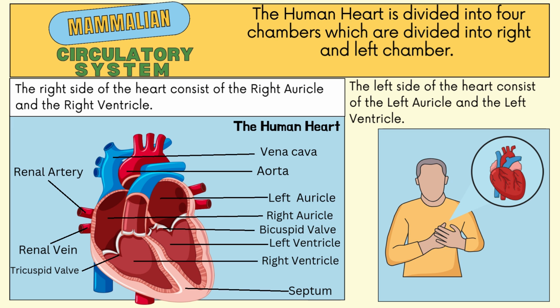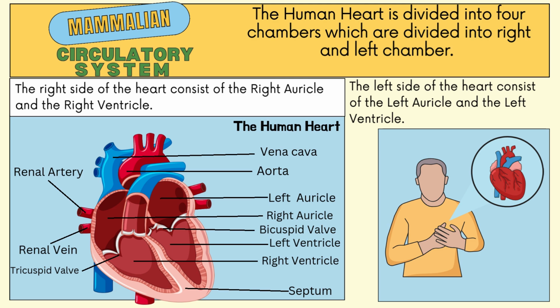These valves include the following: tricuspid valve. This is found between the right auricle and the right ventricle. We also have the pulmonary valves, which is found between the right ventricle and the pulmonary artery. Then we have the mitral valves, or what we call the bicuspid valve, which is located between the left auricle and the left ventricle. Then lastly, we have the aortic valves, which is located between the left ventricle and the main vessel of the heart called aorta.